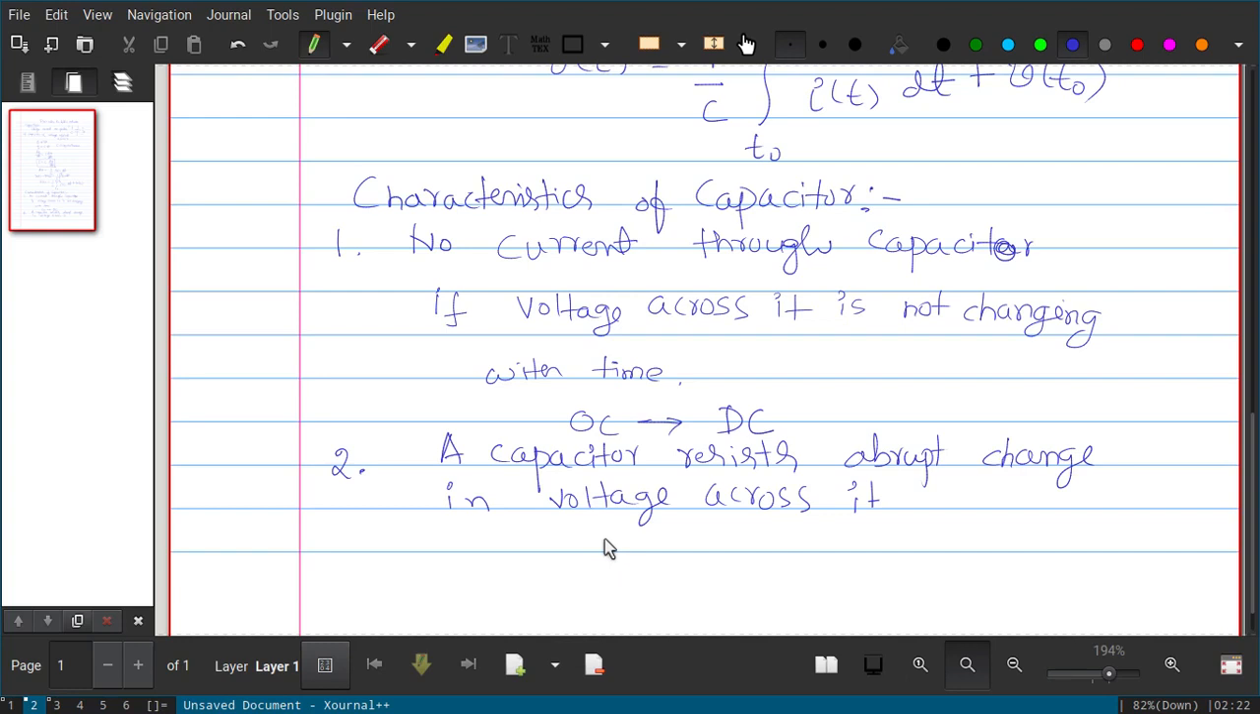So finally, a capacitor resists abrupt change in voltage across it. This concept will be clear when we solve many problems. There we will see how a capacitor resists change in the voltage. Third one, an ideal capacitor.